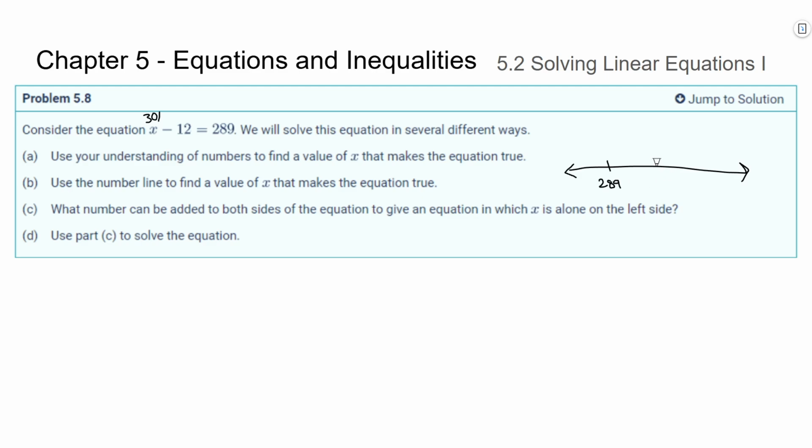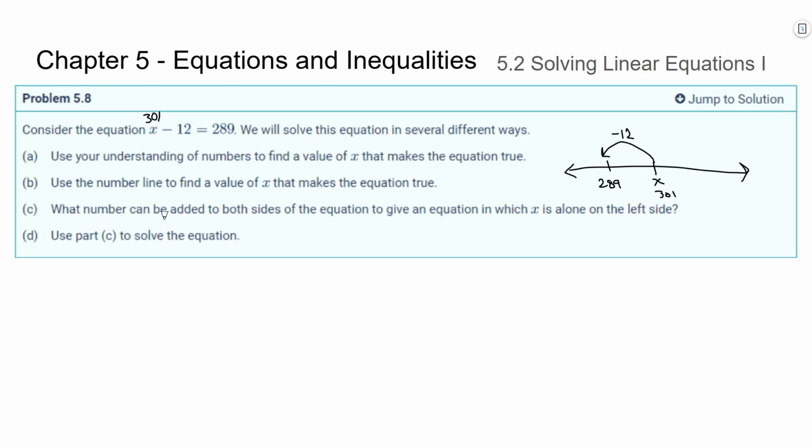We have x somewhere. Let's put x right here. We know to get from x to 289, we have to go down 12. We have to subtract 12. All right. And it would be the same thing. So this would end up being 301. We go down 12, we get to 289.